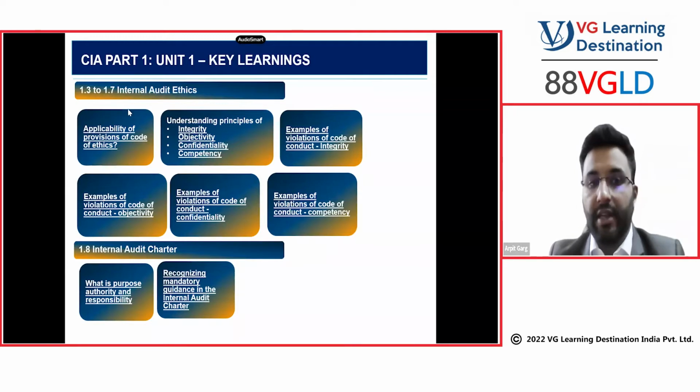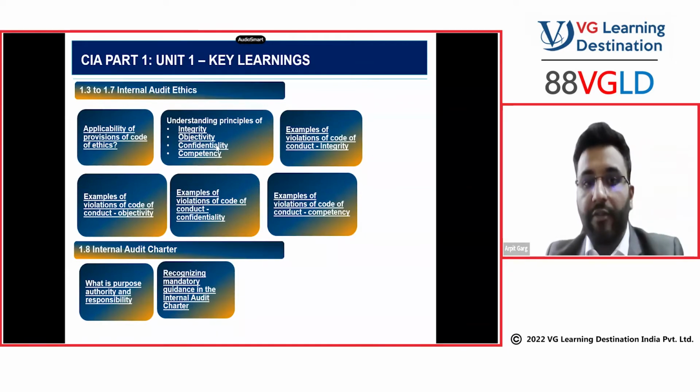In this particular unit, to start with, we are going to understand to whom this code of ethics is applicable. Is it applicable to only CIA passed students? Is it only for IIA members? Or is it applicable to all those who are involved in the internal audit activity? So we are going to understand that in today's session.